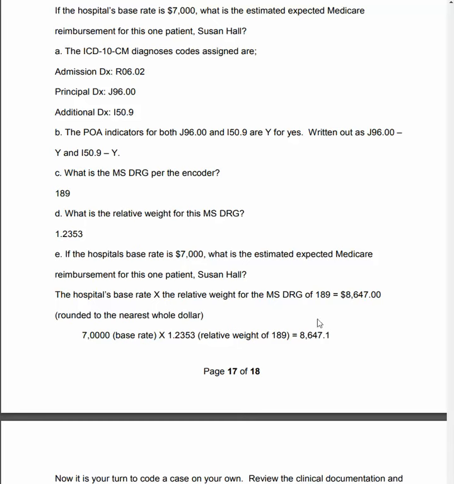So you take the 7,000 and you multiply that by the relative weight, which is 1.2353, to get an amount of over $8,000, $8,647 to be exact. So that is how much money this one particular hospital, with a base rate of $7,000, can expect to receive from Medicare or any other payer that's following Medicare's pay schedule. They can expect to receive $8,600 for this patient's stay.